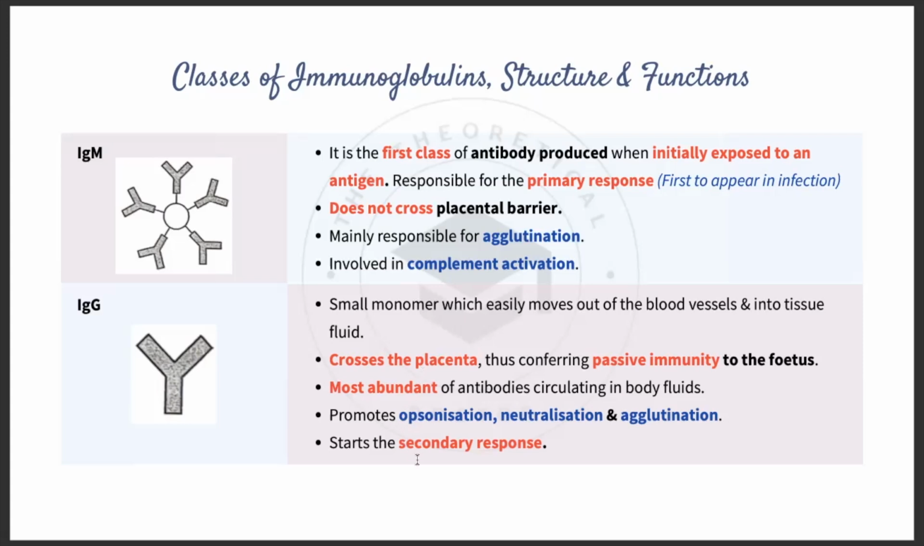They are responsible for starting the secondary response. So these two, IgM and IgG, are very important, especially which ones come first during an infection. During primary response, or when the person is newly infected, IgM comes first. That's why they are responsible for the primary response, meaning the first to appear in infection. Whereas after a few attacks or in secondary response, it is by IgG, this one.